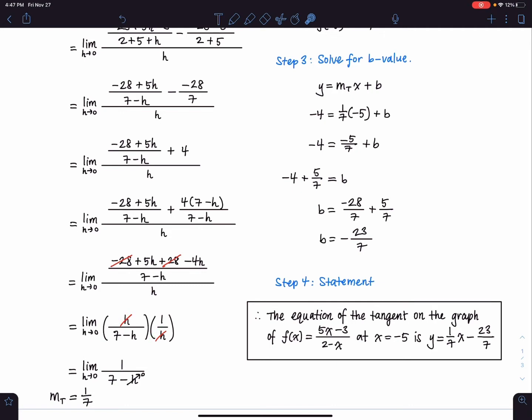So at this point, this is as far as we can go for simplifying. So we can then assume that h approaches 0. So this is what this notation is. It's just an arrow going through the h with 0. So then we can find the limit, which is equal to 1 over 7, which is also the slope of the tangent.